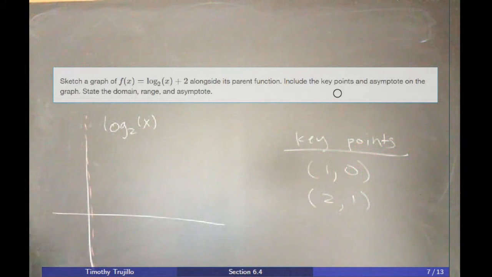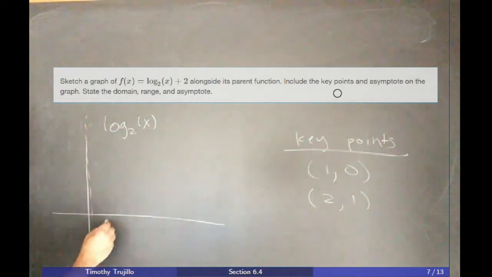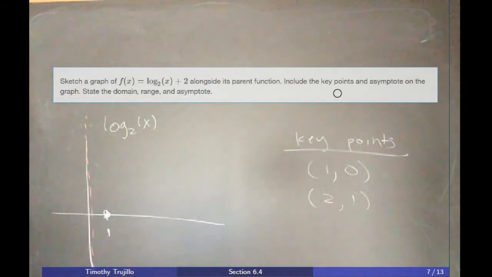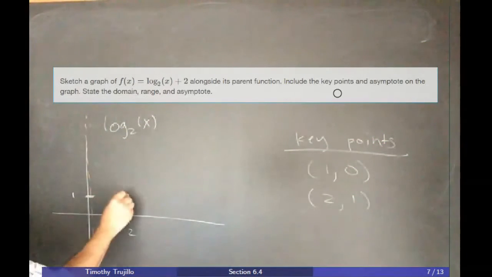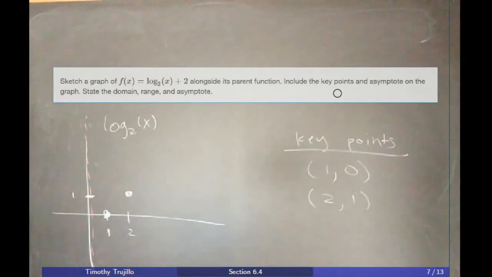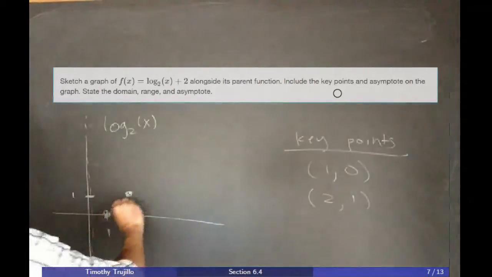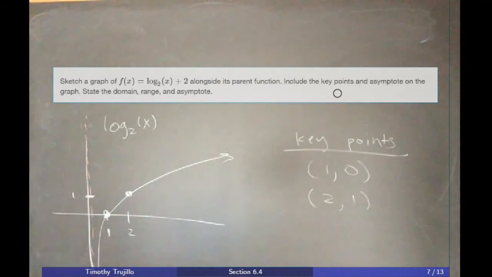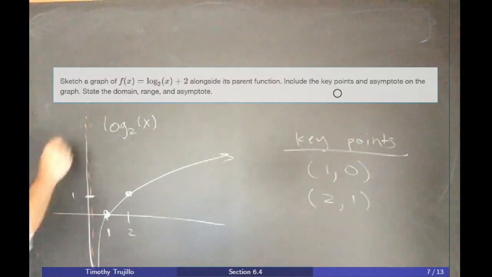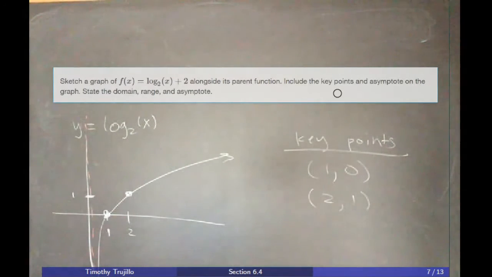And then we'll just add on these 2 points. So here's this point x equals 1, y is equal to 0. And then there's this point x is equal to 2, y is equal to 1. So that's this point here. And again, the base is 2, it's bigger than 1, so it's increasing. So we just have to draw a function that's increasing here, and then it gets closer and closer to our vertical asymptote there. So this would be the graph of y equals log base 2 of x.